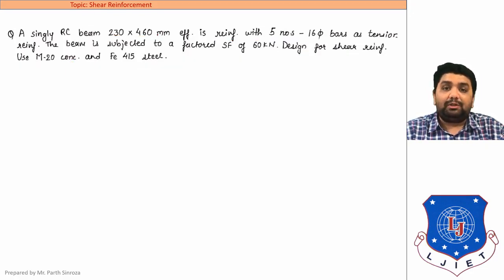The first step will always be to find tau v and tau c and to compare the relation between tau v and tau c. There can be two possibilities: tau v can be less than tau c or tau v can be greater than tau c. If tau v comes out equal to tau c, then also we will assume it to be greater than tau c, as we have discussed in the last video.